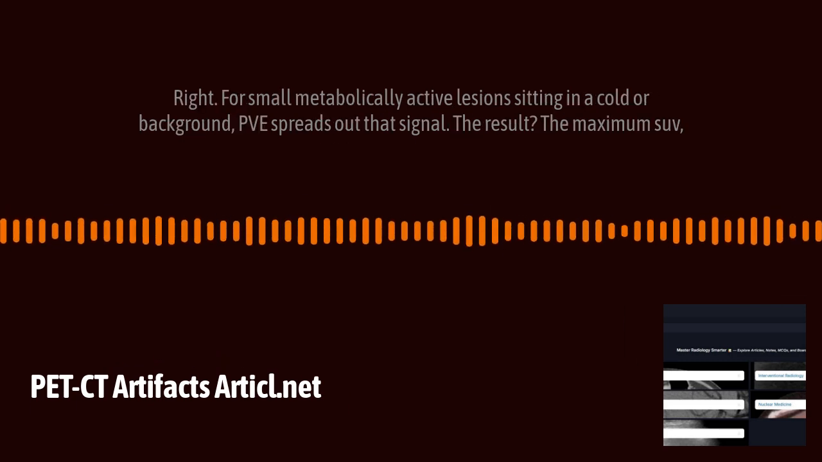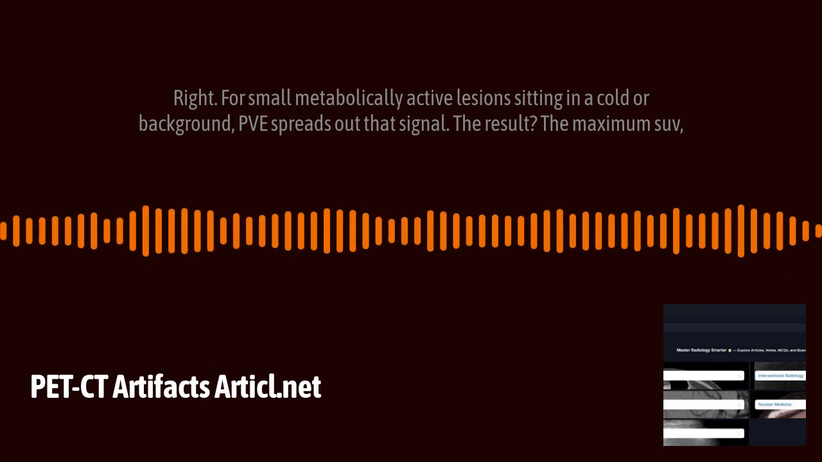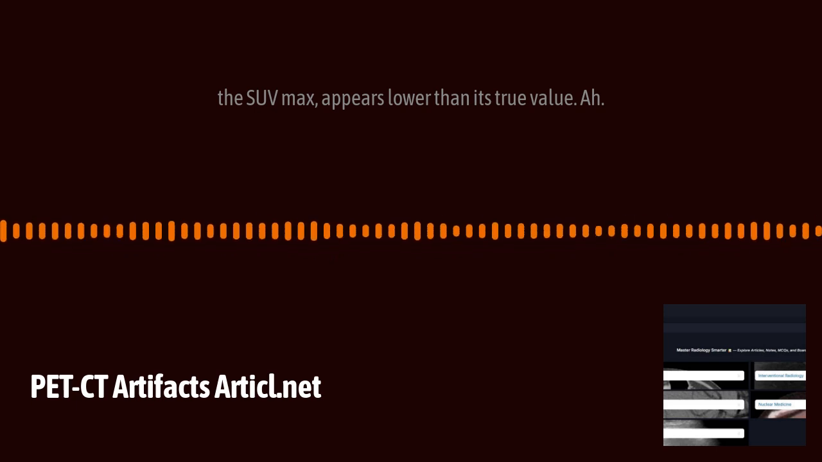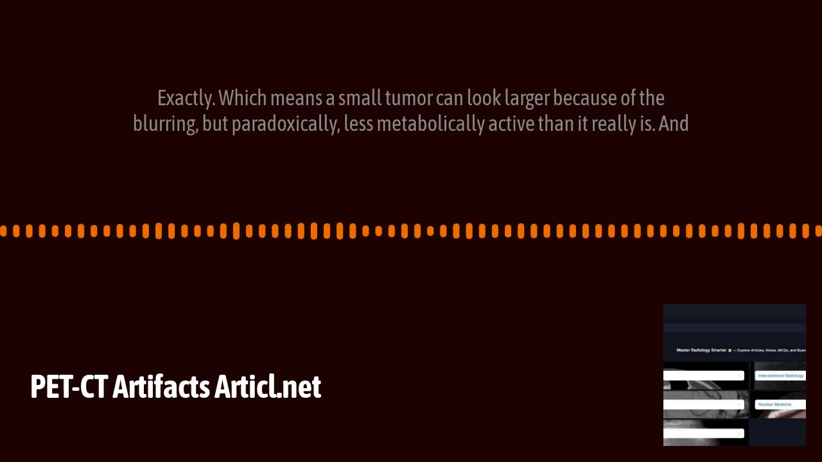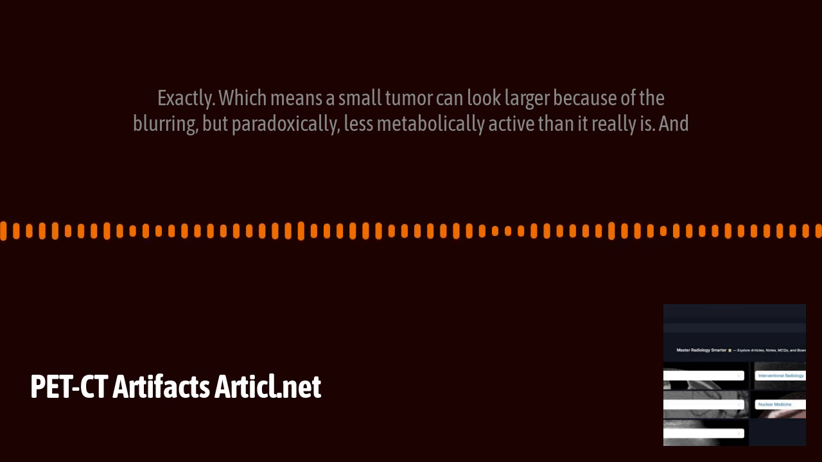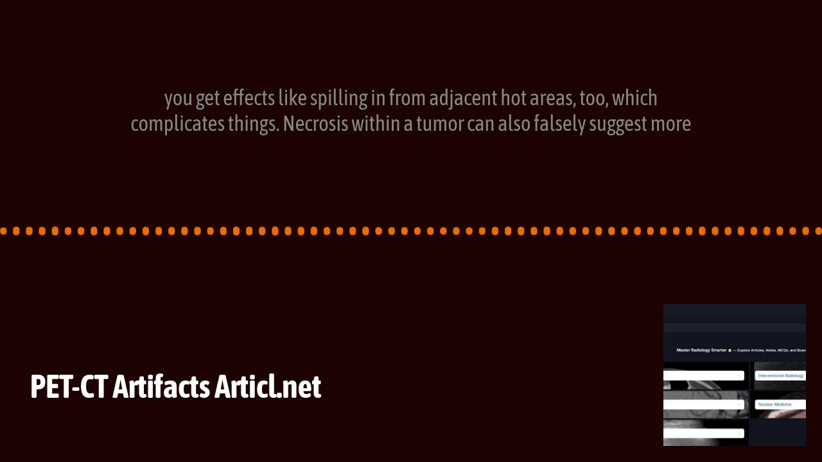Right. For small metabolically active lesions sitting in a colder background, PVE spreads out that signal. The result: the maximum SUV, the SUVmax, appears lower than its true value. So it makes hot things look cooler. Exactly. Which means a small tumor can look larger because of the blurring, but paradoxically less metabolically active than it really is. And you get effects like spilling in from adjacent hot areas too, which complicates things.